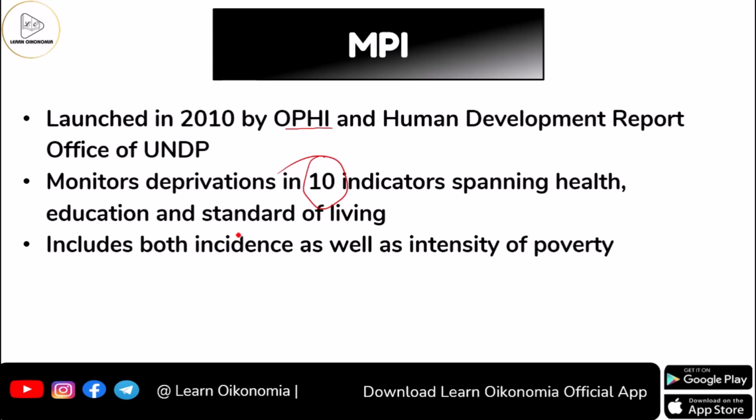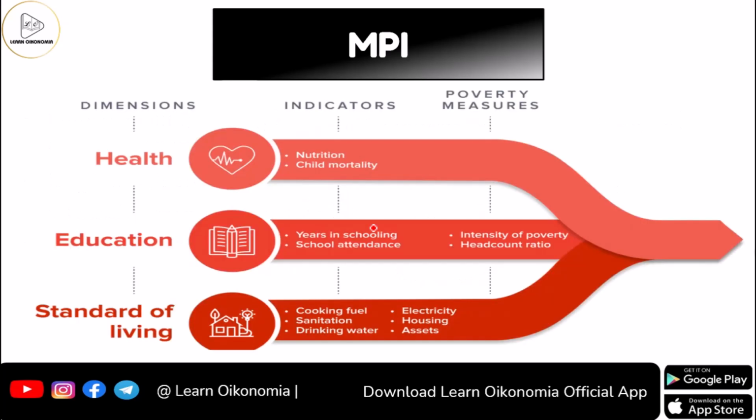It sees how poverty happens and how much poverty is there. It looks into the starting as well as ending point of poverty, the scenario of poverty as well as the intensity of poverty. So this is how MPI works. It has three important dimensions: health, education and standard of living.